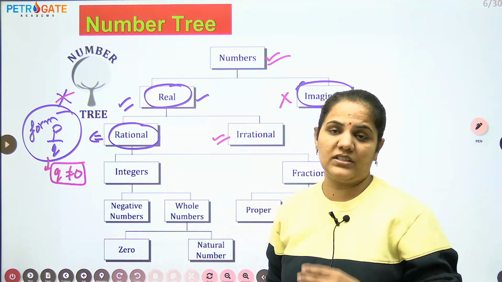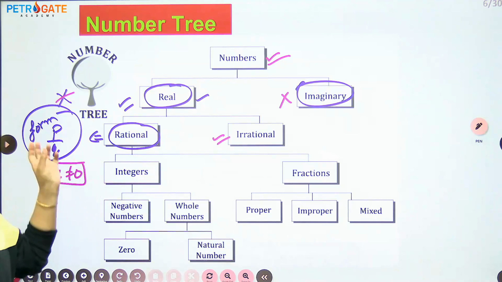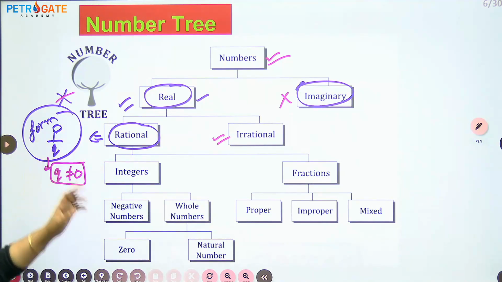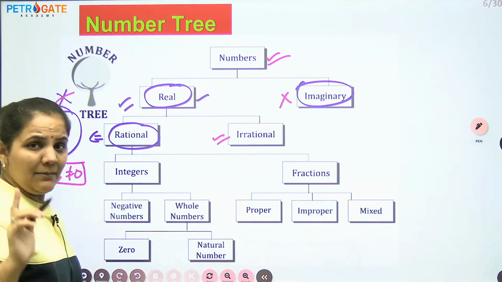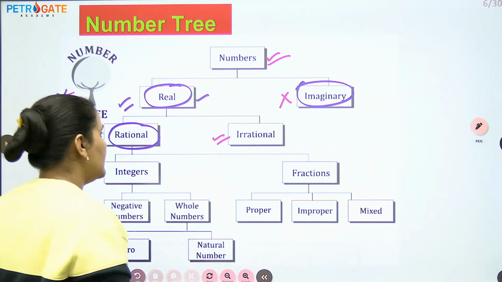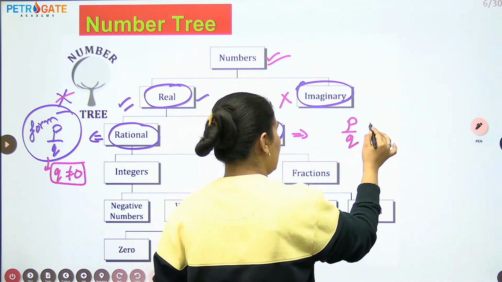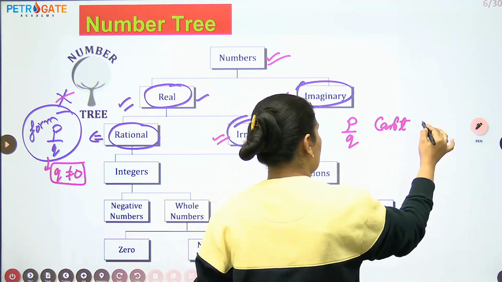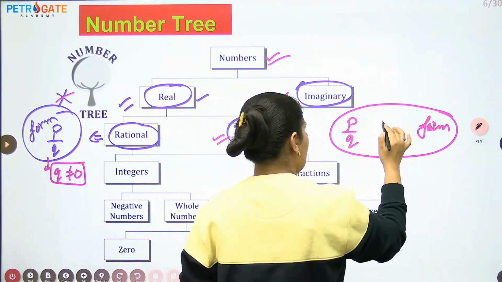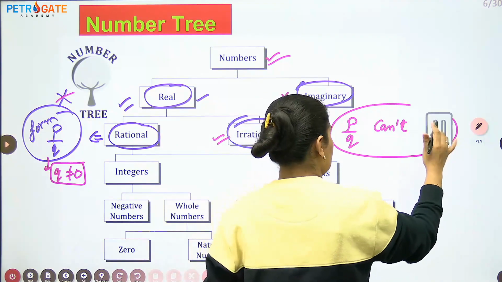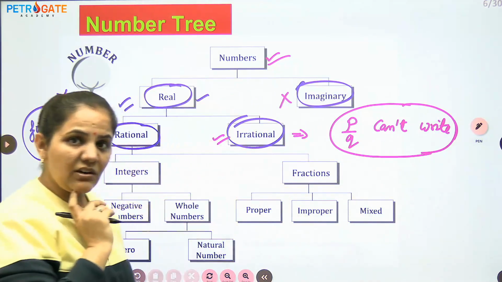Since childhood we used to learn the same definition, that any real number is said to be a rational number if we can write it in the form of p by q, and p and q should belong to the integers. It should be clear in your mind. When we talk about irrational numbers, we say those numbers are said to be irrational which we cannot write in the form of p by q. All right. Clear? So this is called irrational number.